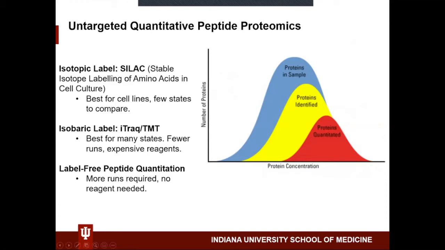So for untargeted quantitative peptide proteomics, there's a number of different techniques to use. You probably don't have to go into that part in too much detail because it's covered in the next lecture, the quantitation. Oh, okay. Great. So I won't go into that too much. There's a number of different techniques you can use to quantify your peptides or your proteins, and you can learn more about it when you come back to the next lecture.